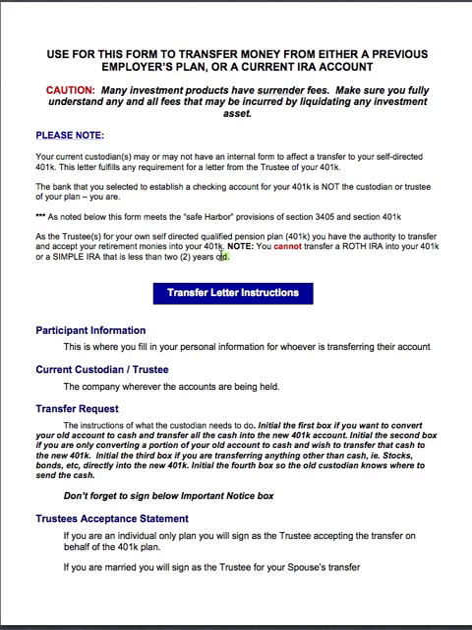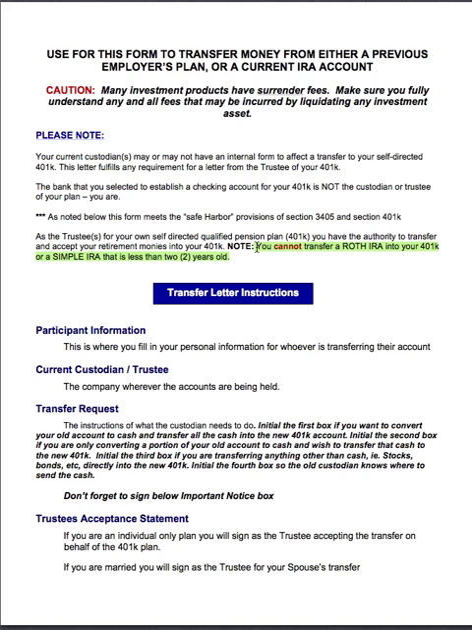Final aspect, you cannot roll over or transfer a Roth IRA into your 401k. Yes, this 401k has Roth features, but you can only transfer or roll over a Roth 401k account into a Roth 401k account. You cannot transfer a Roth IRA into a Roth 401k.